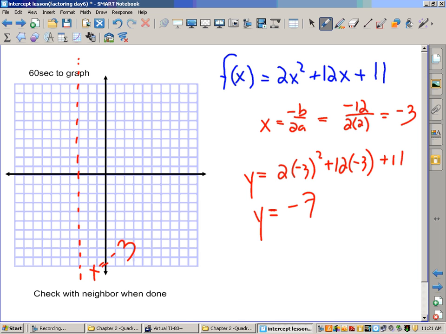-18, though, right? No, that's 18. That's -36. That's 11. So it was -7. You guys are testing my patience. Oh yeah, I was just looking at the calculator going up here. All right, so -7 down. Okay, so we have -3, -7.